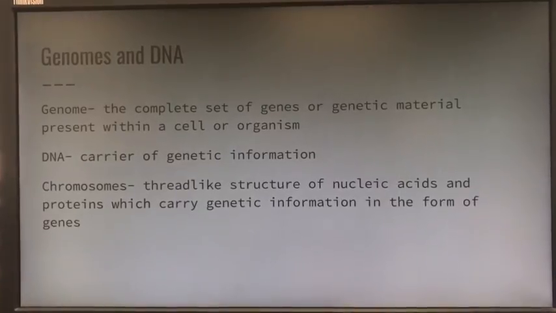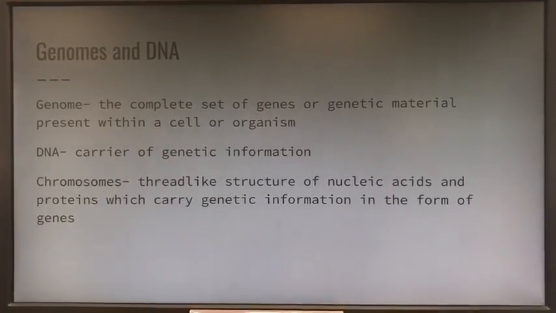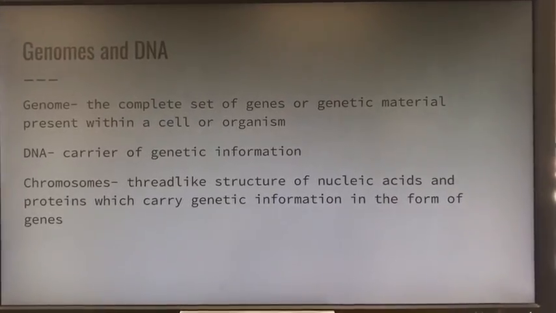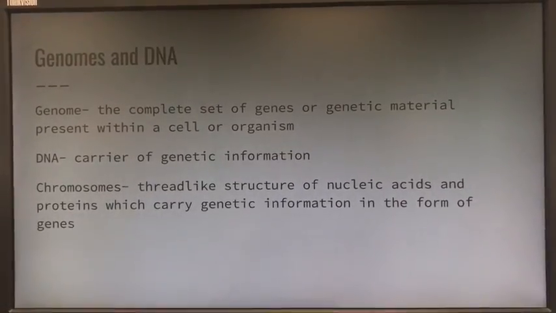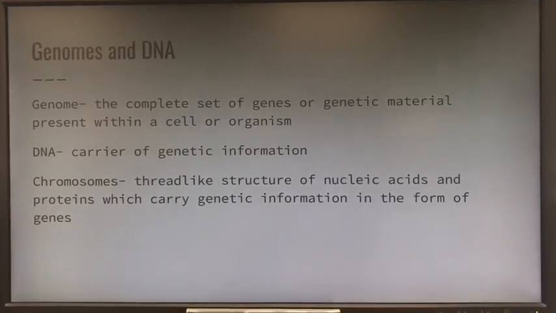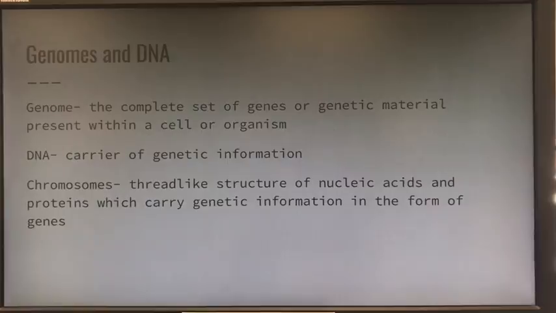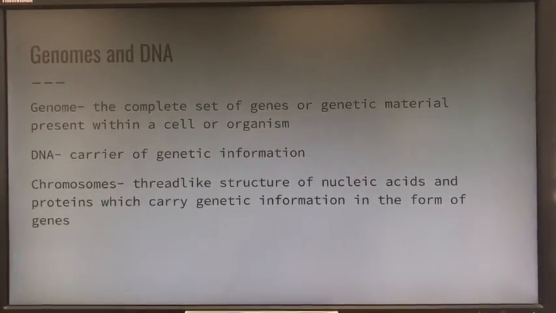The genome of a cell or an organism is the complete set of genes or genetic material present within that cell or organism. DNA is the carrier of genetic information. Chromosomes are thread-like structures of nucleic acids and proteins which carry genetic information in the form of genes.